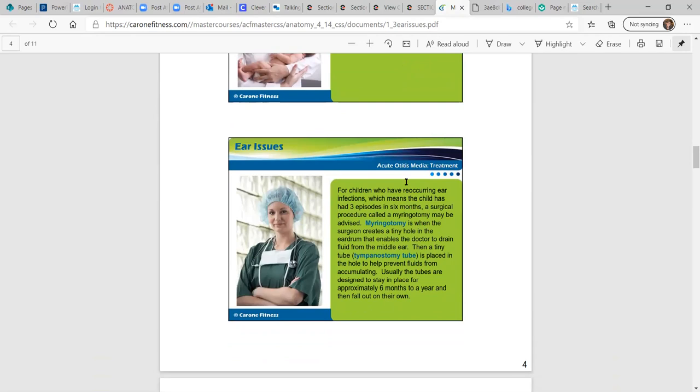If children are having recurring ear infections, and that means within 6 months they had like 3 ear infections, they may require a procedure called a myringotomy. Sorry, I just had a moment. Myringotomy. That's when a surgeon makes a little hole in the eardrum, and the doctor can then drain the fluid from the middle ear. And then they place a tiny tube in the hole, and it helps prevent fluids from accumulating. These tubes stay in place for like 6 months to a year, and then will fall out on their own sometime between then.